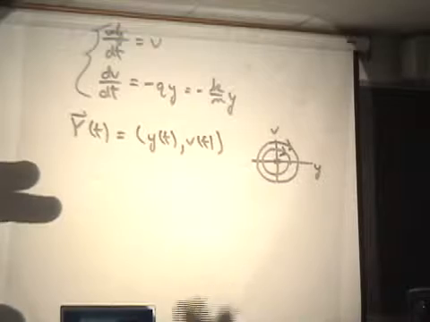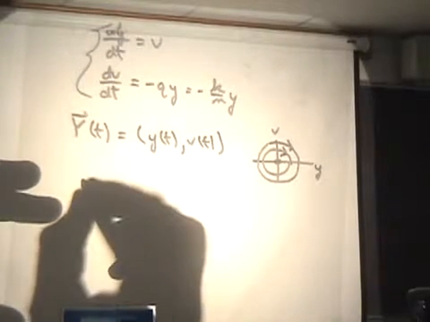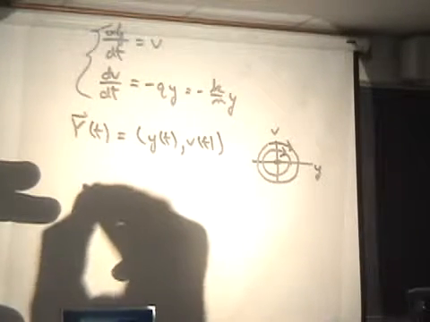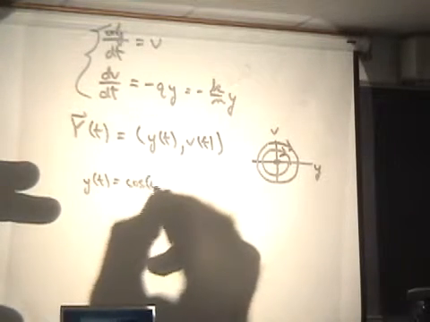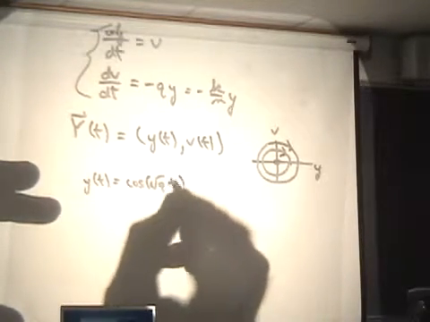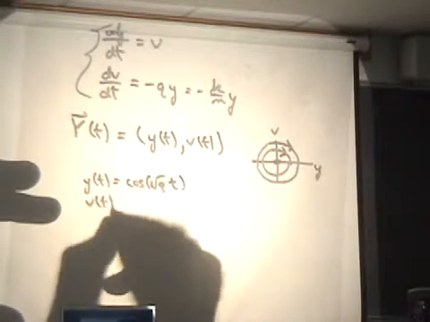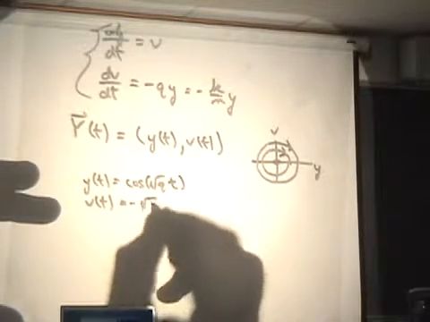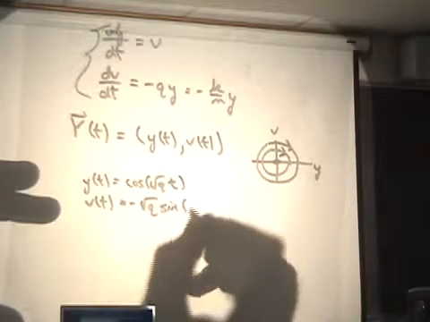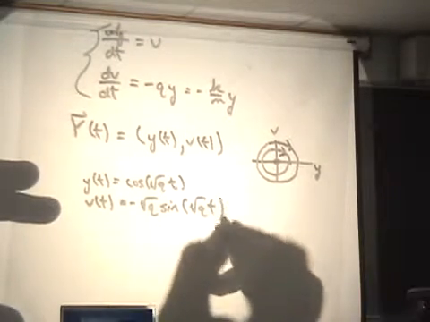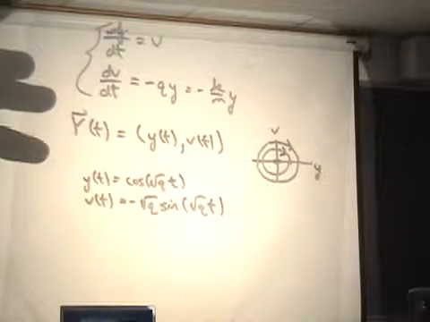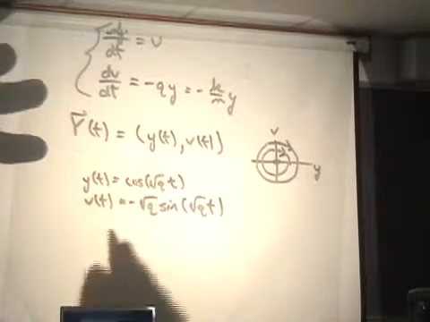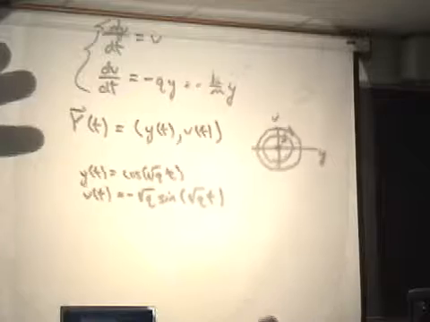The particular solution that we got last time was little y of t equaling cosine of square root of q t, and v of t equaling negative square root of q times sine of square root of q t. And I mentioned that the parametric curve that this generates lies along an ellipse. I'm going to verify that now.